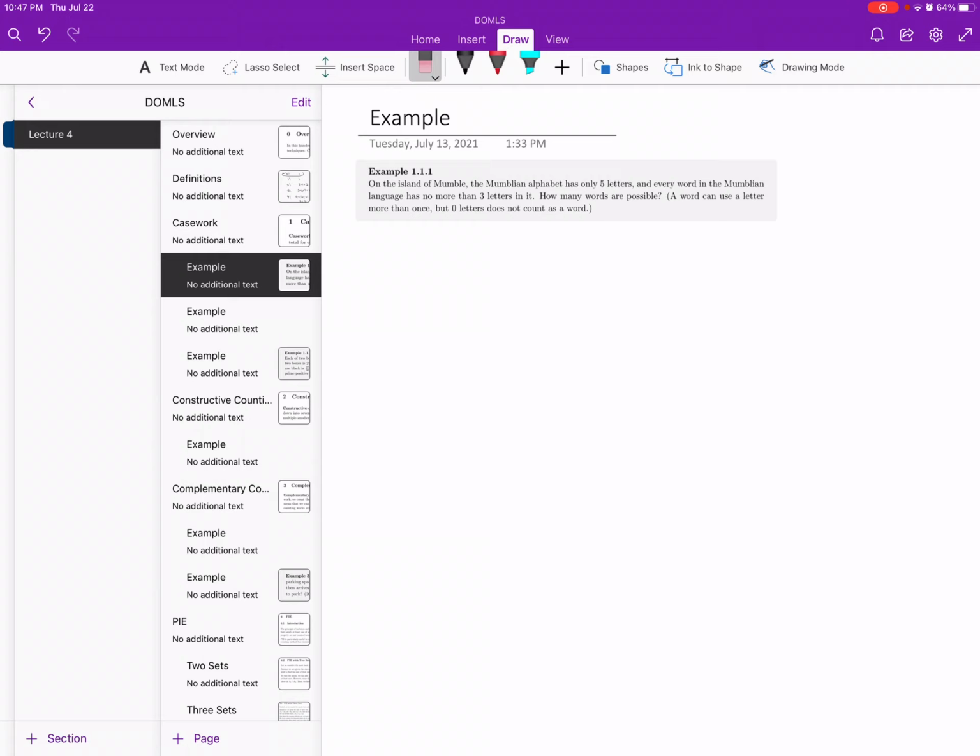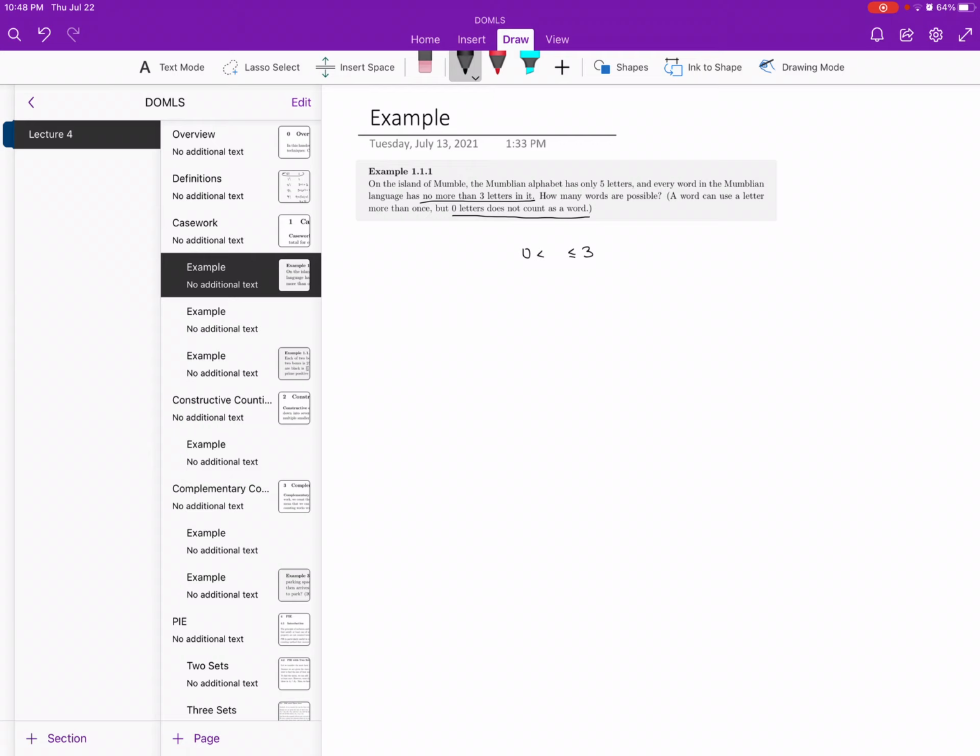But there is actually a way that we can do this problem. So the way that we're going to do it is with casework. So we're going to use casework to get rid of that problem that we don't know how many letters are in the word. We're just going to do casework on the number of letters, because we know that in the language, no word has more than 3 letters in it. So the number of letters is going to be less than or equal to 3, and it must be greater than 0, because 0 letters does not count as a word.